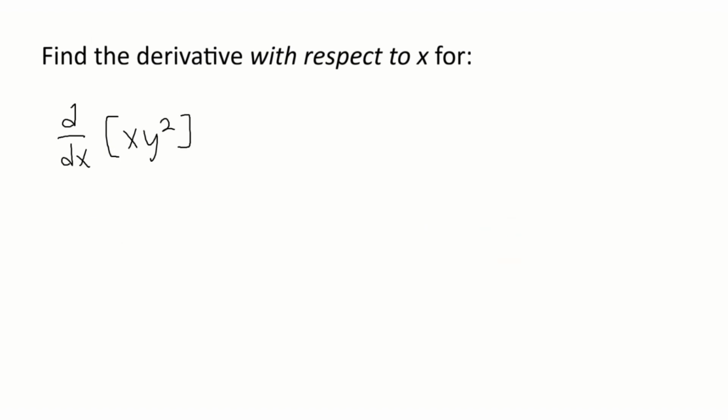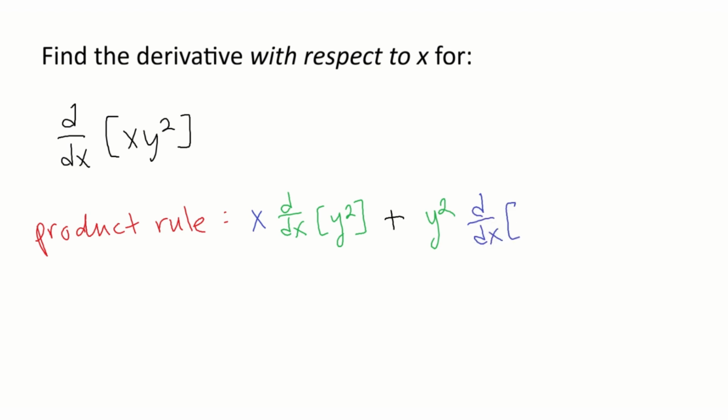Last one. We have x multiplied by y squared. How do we differentiate the product of two functions? Hopefully you said the product rule, which goes as the first function times the derivative of the second function plus the second function times the derivative of the first function. Keep in mind this is all with respect to x.